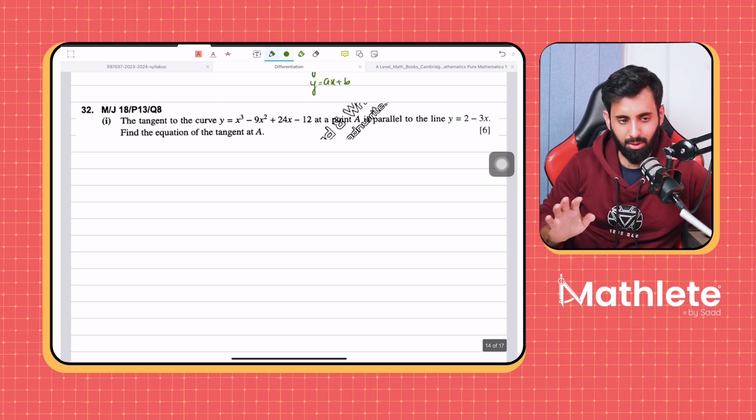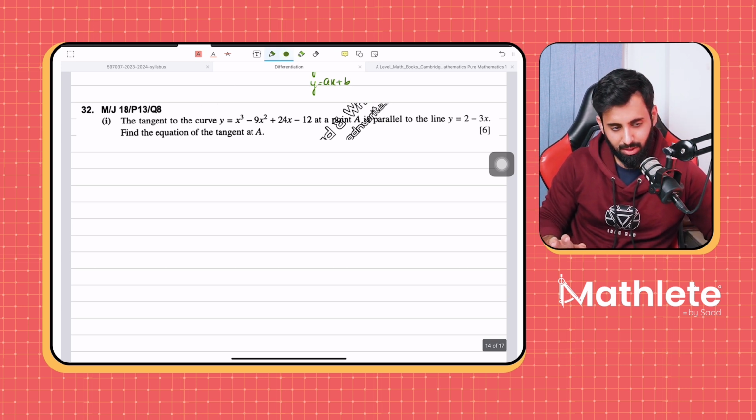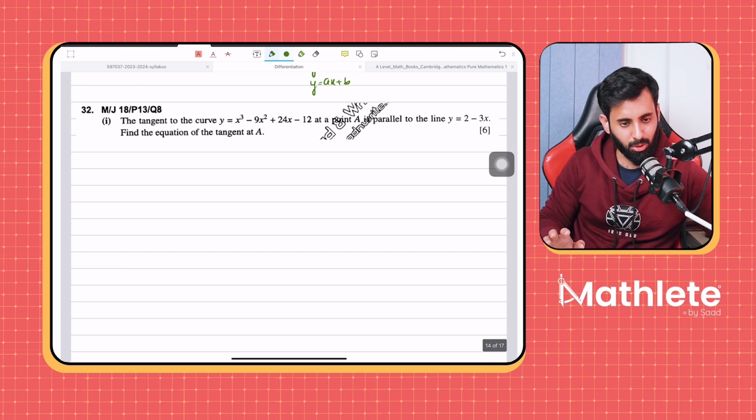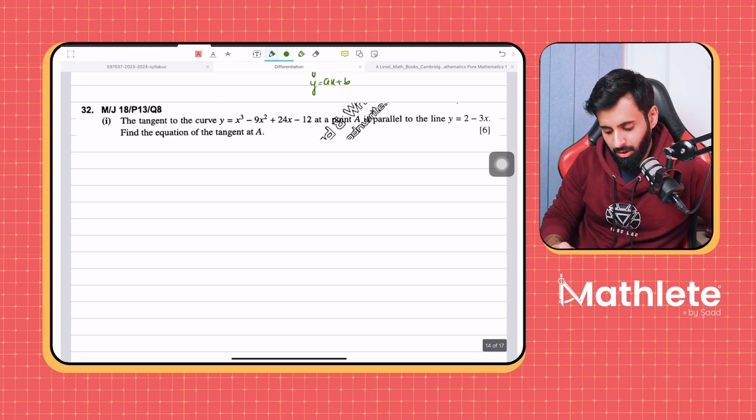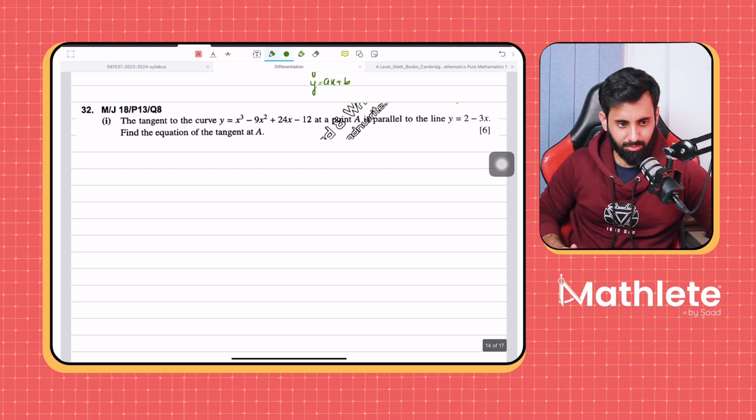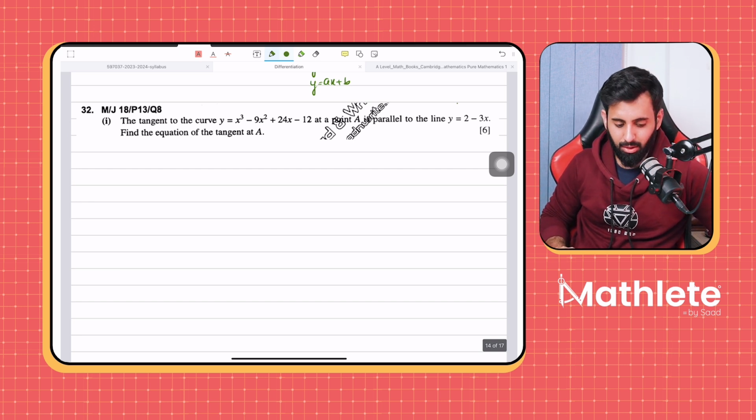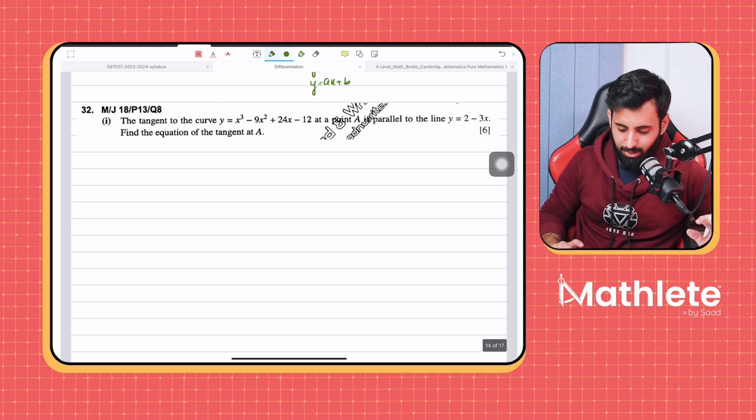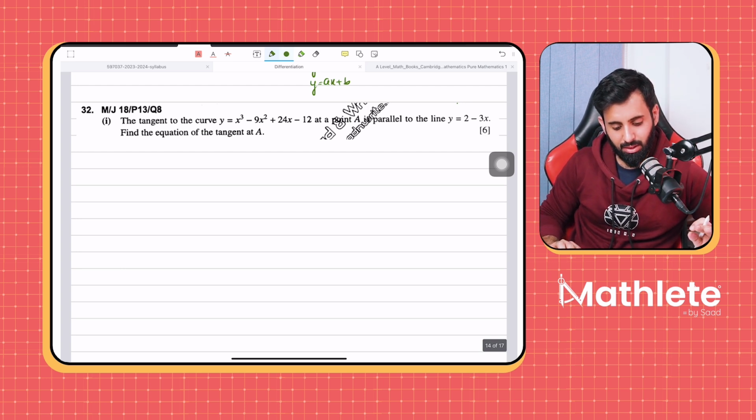And then once we've done that, we can then memorize, but the understanding should always be there. That's a must. That's non-negotiable. All right, so here's a question. Let's see what we need to do here. The tangent to the curve so-and-so at point A is parallel to the line y equals 2 minus 3x. Find the equation of the tangent at A.